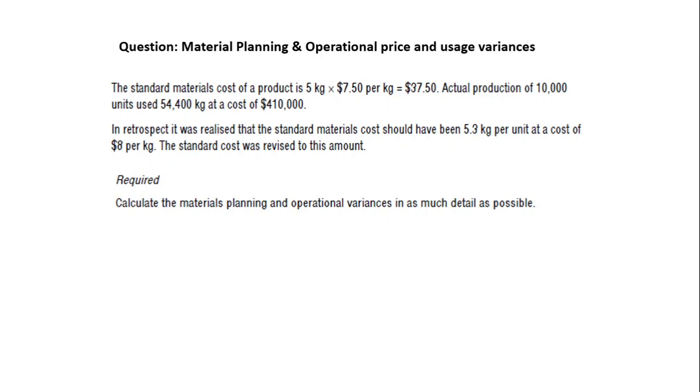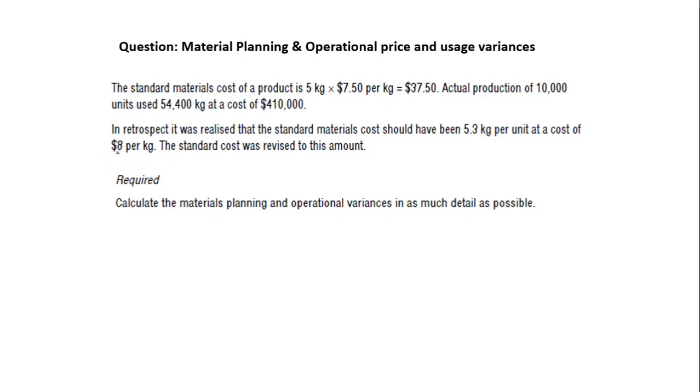Then in retrospect, it was realized that the standard material cost should have been 5.3 kgs per unit. That means instead of using 5 kgs, you should have used 5.3 kgs per unit at a cost of $8 per kg. The standard cost was revised to this amount, and now we'll try to calculate the planning and operational price variances as well as the planning and operational usage variances.